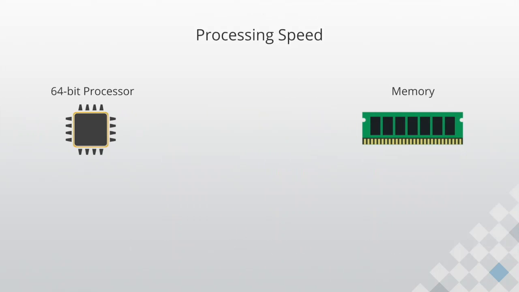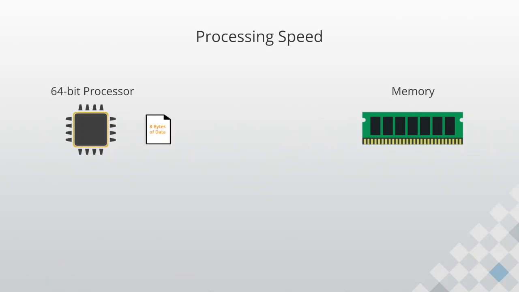Finally, let's talk about processing speed. We mentioned earlier that 64-bit processors process 8 bytes of data at a time. In other words, it can receive or send 8 bytes of data at once. Each time the processor writes data to memory or reads data from memory is called a cycle.